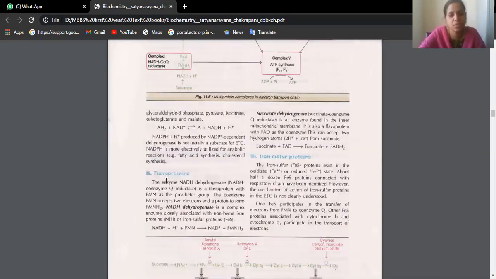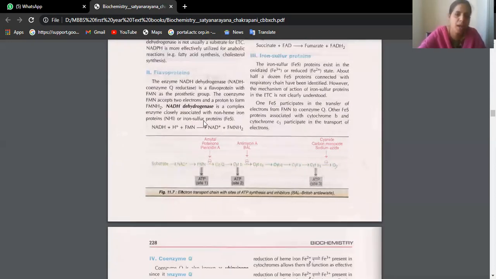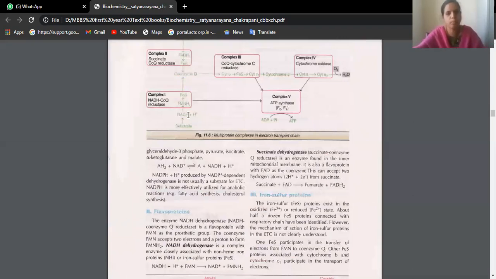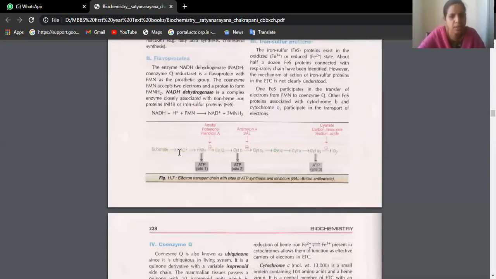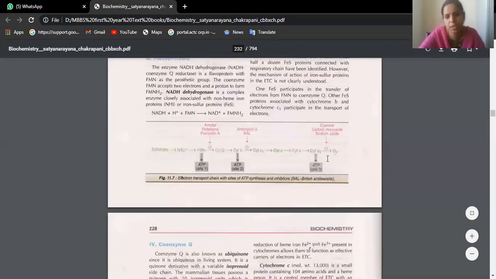The same thing is now written like this. Here, if you observe, again, as though you are opening up: substrate, NAD, FMN, coenzyme Q, cytochrome B, FeS, C1, C. If you have missed it, you can write it completely also.